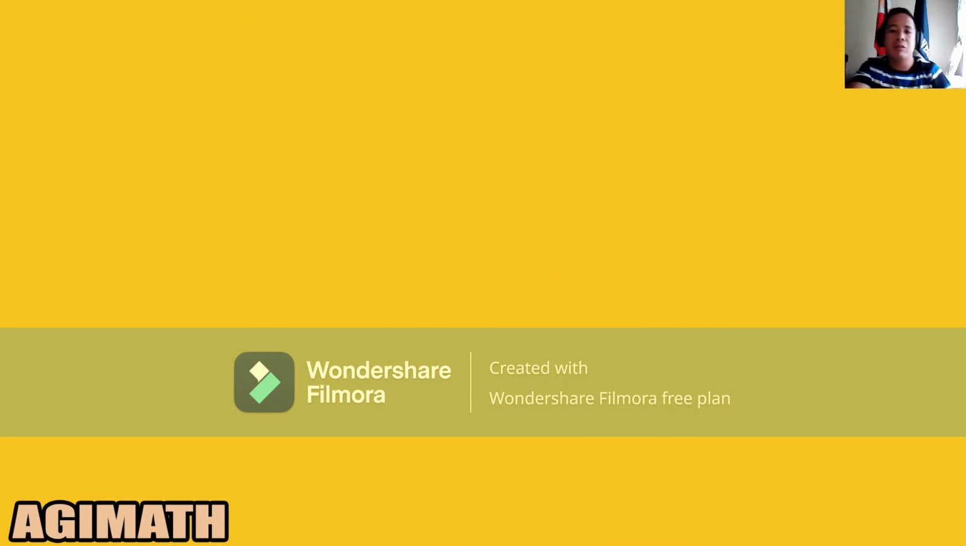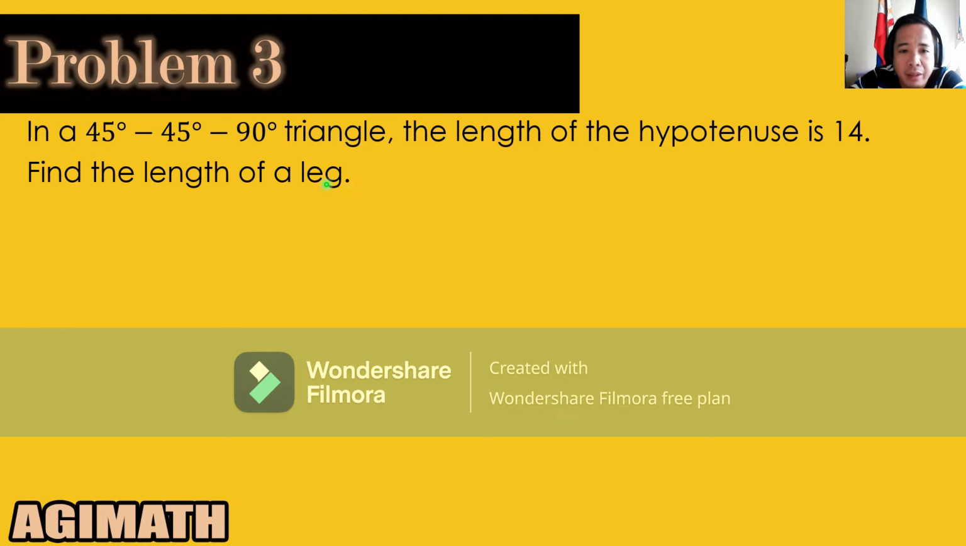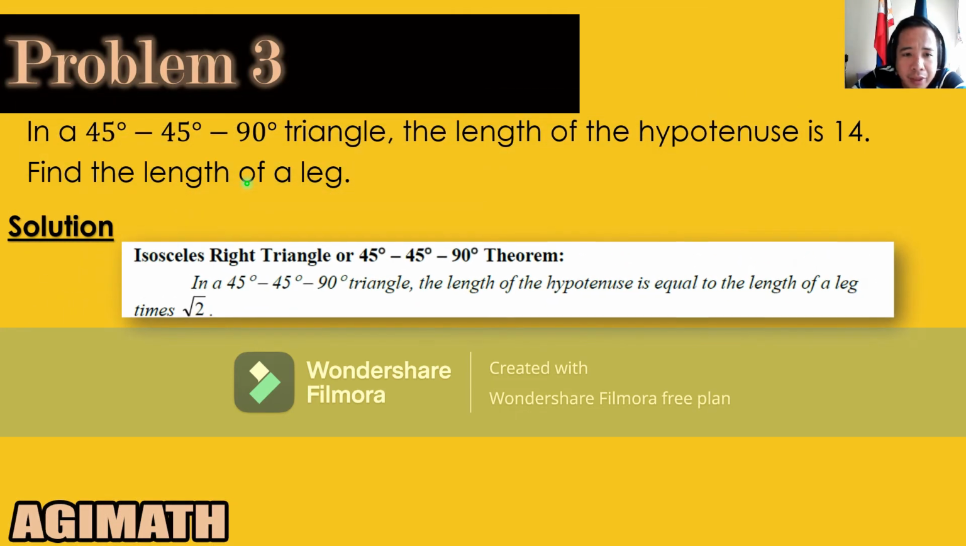Let us now move to problem number 3. In a 45-45-90 triangle, the length of the hypotenuse is 14. Find the length of the leg. This problem is a simple problem. So for this one, we are just going to apply the isosceles right triangle theorem, or the 45-45-90.